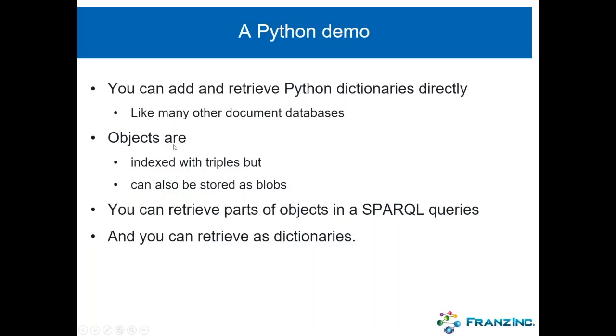where in our case, we take a JSON object and we index it as triples. But if you want to, you can also store the entire object itself, so retrieval becomes very fast. And then if you want to do SPARQL queries over your objects, you can, just like any other data representation, get individual elements of an object, or you can retrieve the whole thing, the whole object itself, directly as a dictionary back into Python. So let me show you that.